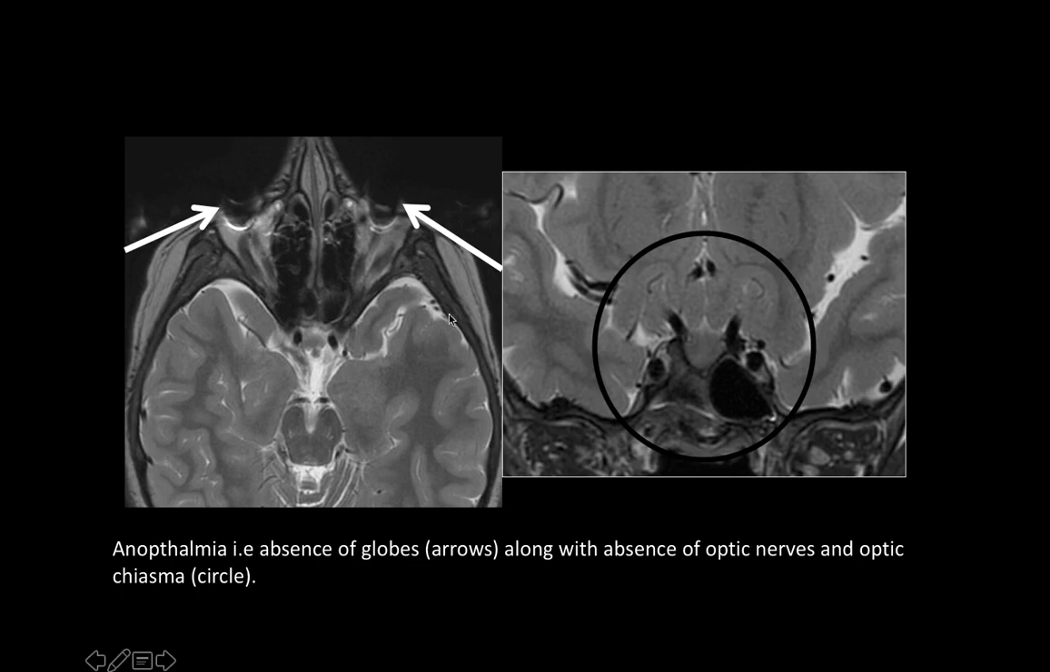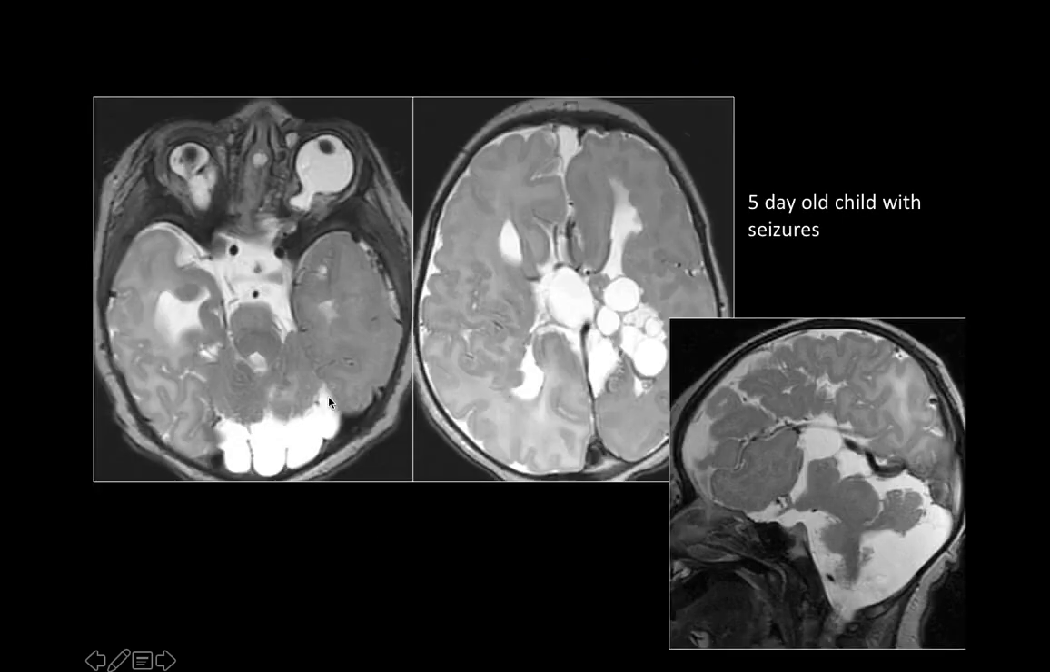So now for this child, anophthalmia. There is complete absence of the globe as well as the optic nerves. Now these are the extraocular muscles which are seen. On this coronal T2 weighted image, we see complete absence of optic chiasm. So this is anophthalmia, that is absence of globe along with absence of optic nerves and optic chiasm.